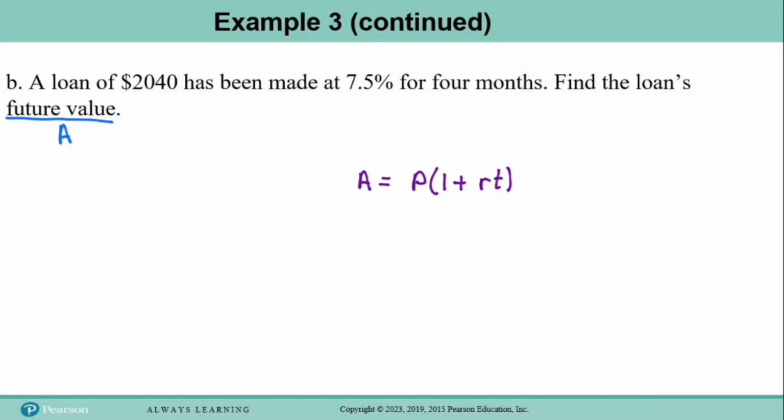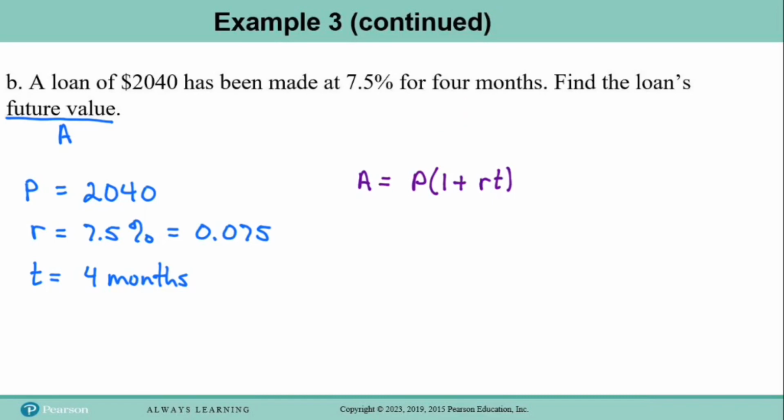The P is the principal, and in this case that is the $2,040. The R is 7.5%, or in decimal form that would be 0.075, and the time is the 4 months. Of course, we have to convert that to years, so we divide by 12, and 4 months is equal to 4 divided by 12 years. And now if you go on your calculator and do 4 divided by 12, you'll get a repeating decimal. So it's 0.333333. It's a third of a year. You know that 4/12 would simplify to 1/3. And so this repeating decimal represents 1/3.